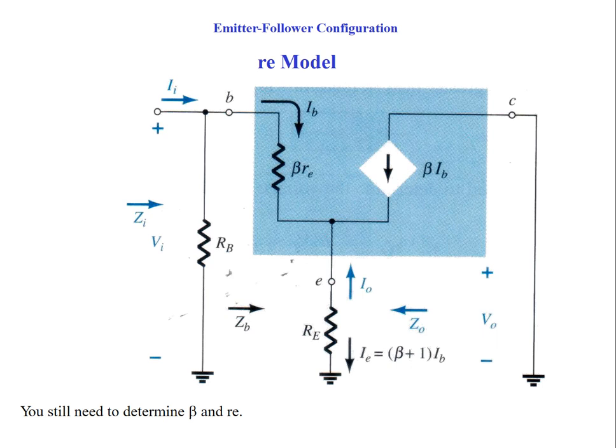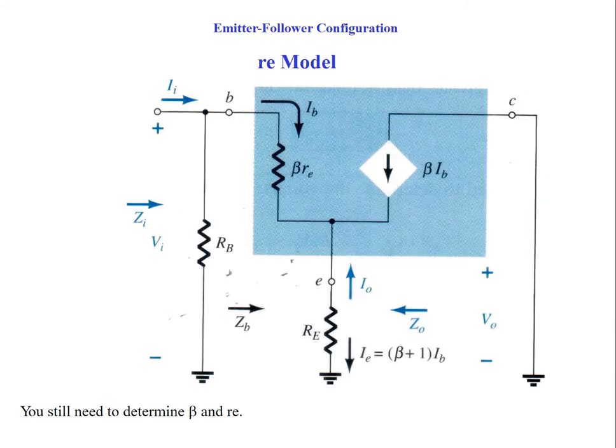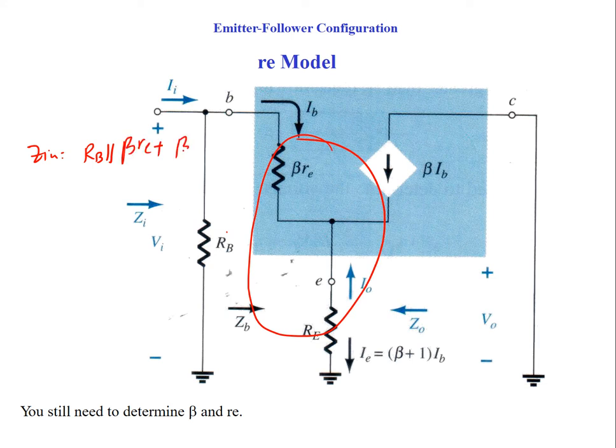So the clean model will look like this one. Sorry, this is not the output here, because we are measuring the output at the emitter end. So this is our output. Now if you look at the input side, the input impedance is RB in parallel with this complete impedance, beta times RE plus (beta plus 1) times RE. That would be the input impedance.